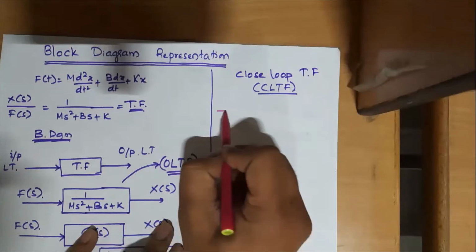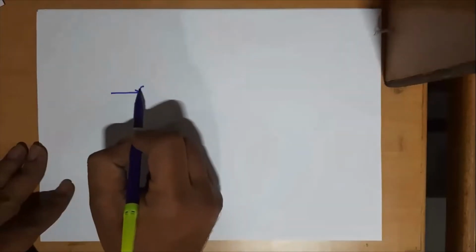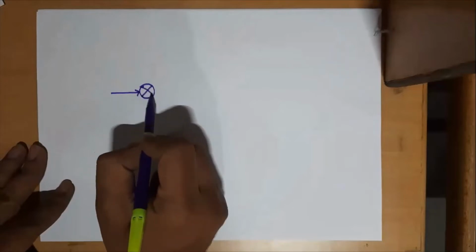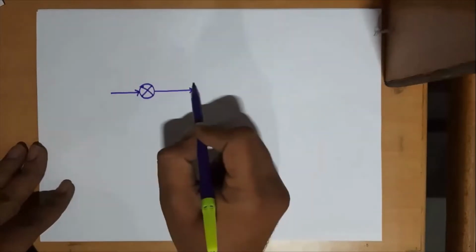Before starting with the closed loop transfer function, let me give a detailed introduction about what actually a closed loop system is, and how we can compare that to a practical scenario. Let us consider one practical example of the human brain and eyes as system elements. First I will draw a summing point. From the input signal, first we draw a summing point.